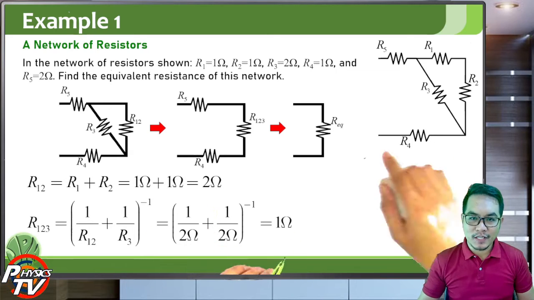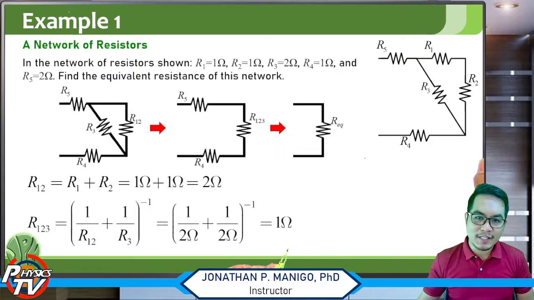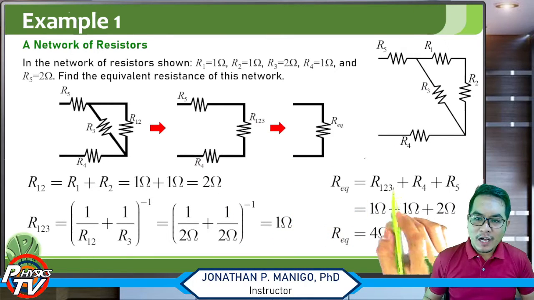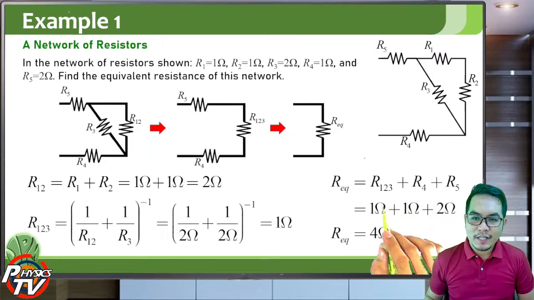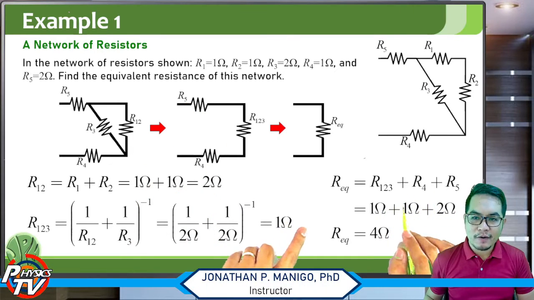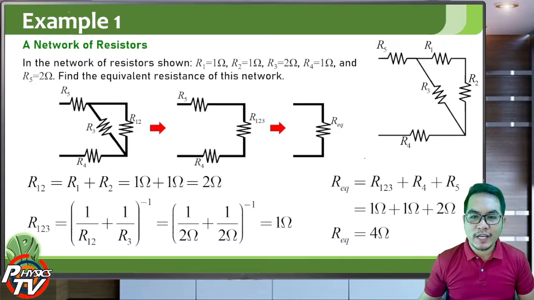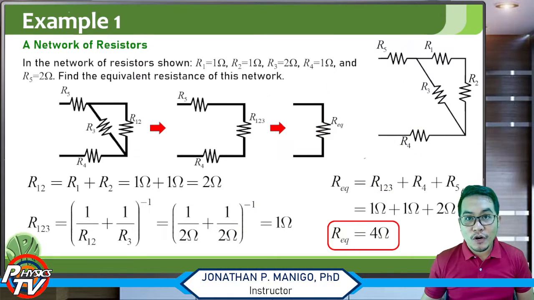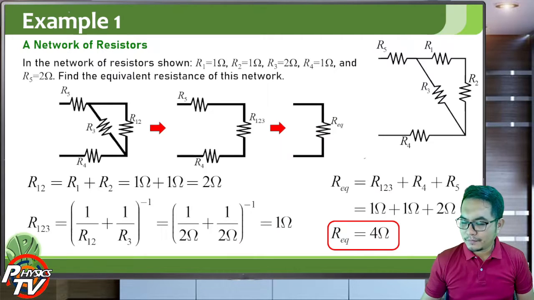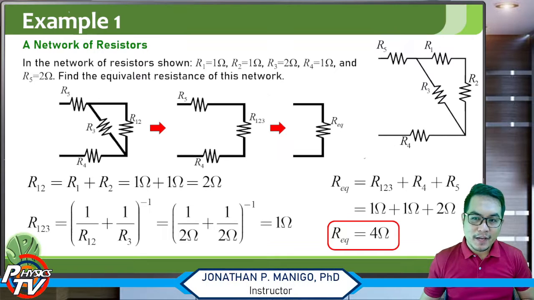So that's R123. Lastly, you now have a series connection, so just add the 3 resistances: R123 plus R4 plus R5. R123 is now 1 ohm, R4 is 1 ohm, and R5 is 2 ohms. So 1 plus 1 plus 2, you get the equivalent resistance of this network as 4 ohms. Just the same manner as how we solve capacitor connections.